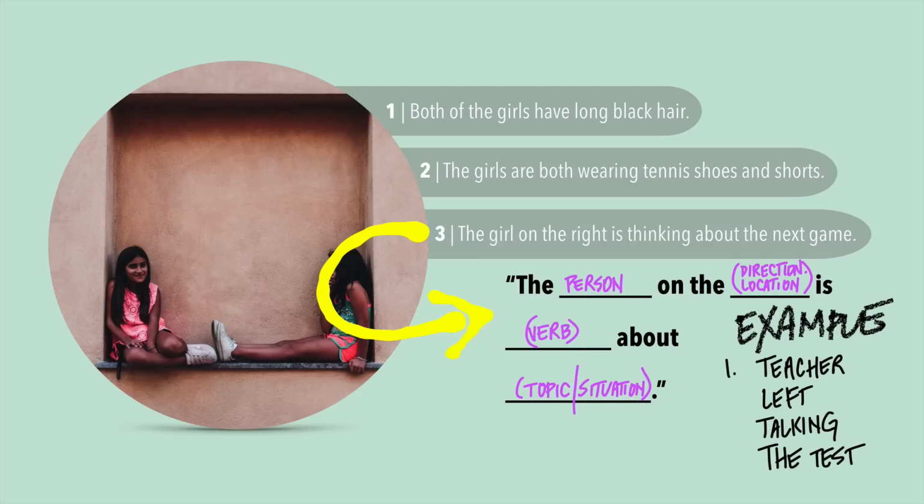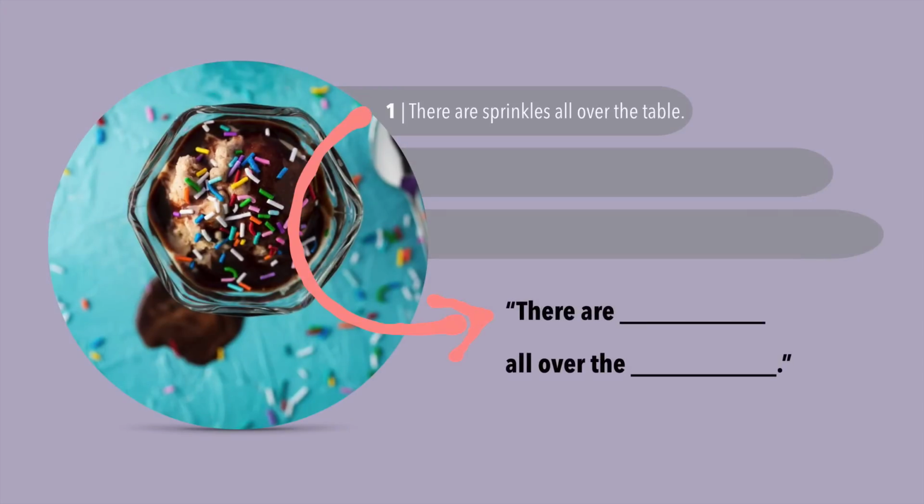So one simple example, here we go. So for the person, I put teacher. For the direction or location, I put left, all right? Then for the verb, I put talking, and for the topic or situation, I put the test. So my sentence would be, the teacher on the left is talking about the test. Again, perfect sentence, okay? You're doing a great job. Here we go. Next picture.